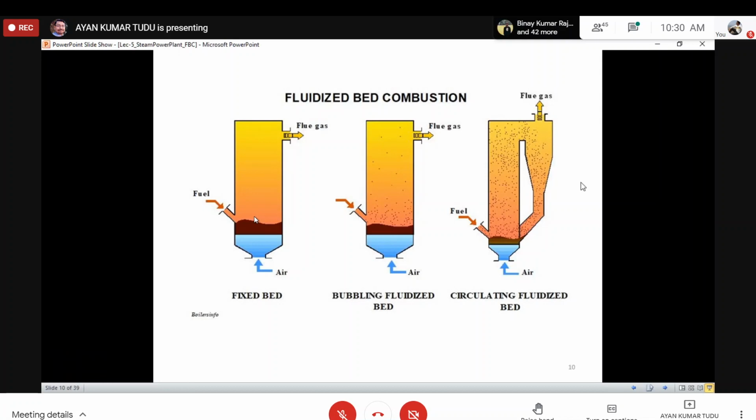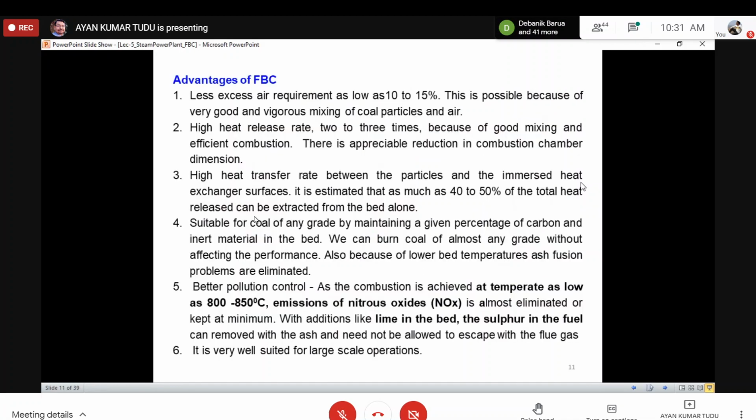So what is the advantage of using fluidized bed combustion? The air requirement is very low, as low as 10 to 15%. This is possible because of very good and vigorous mixing of coal particles and air. Then we have a high heat release rate because of good mixing and efficient combustion. There is an appreciable reduction in the combustion chamber dimension, so the size of the chamber can be decreased.